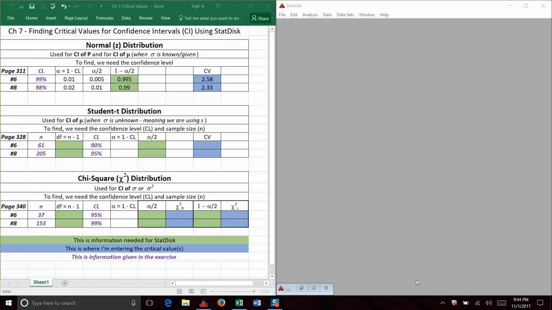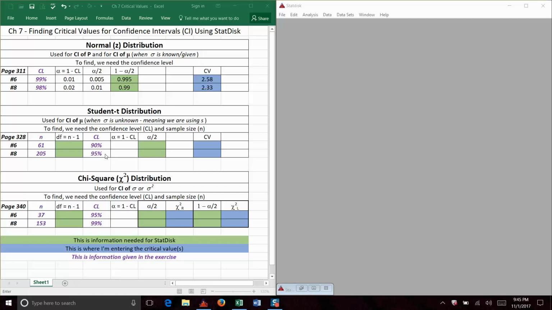Now find the critical values needed to find a confidence interval when we're using the student t-distribution. That's used for confidence intervals of the population mean when the population standard deviation is unknown, basically meaning we're using the sample standard deviation. From exercises 6 and 8 from page 328, the two items that we need are sample size as well as confidence level.